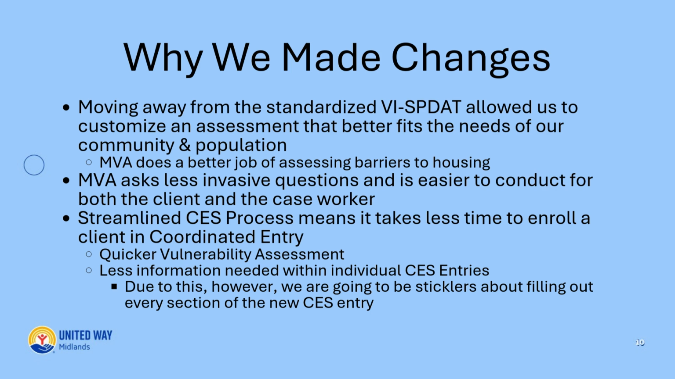Like I said, moving away from the standardized VI allowed us to customize an assessment that better fits the needs of our community and our population. This is not an apples-to-apples survey from the VI SPDAT to the MVA. This MVA does a better job of assessing barriers to housing. There are questions on, do you have an eviction on your record? Do you have a foreclosure on your record? Do you have a pet or a service animal? As we know, those can be barriers getting into shelters as they wait for housing.